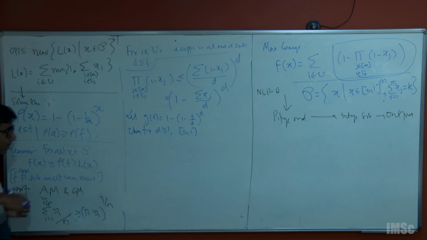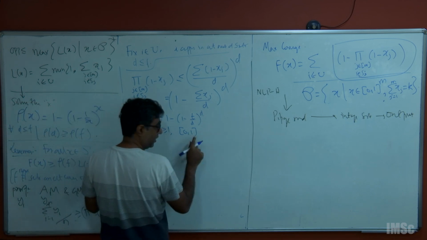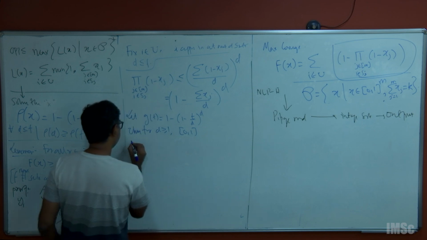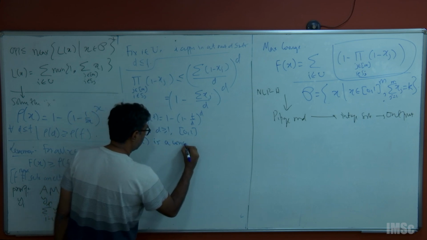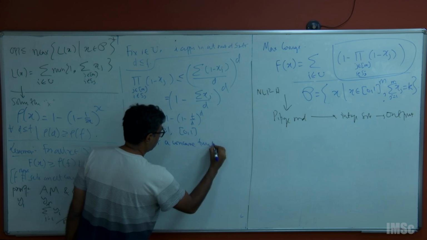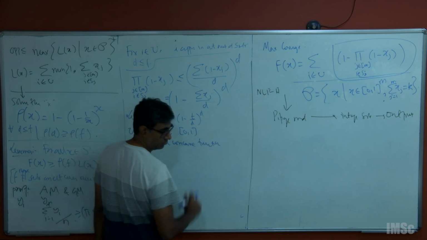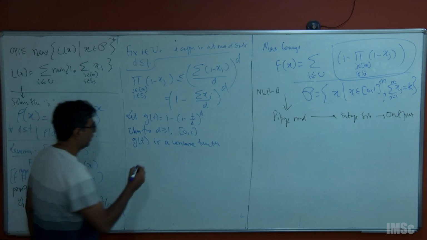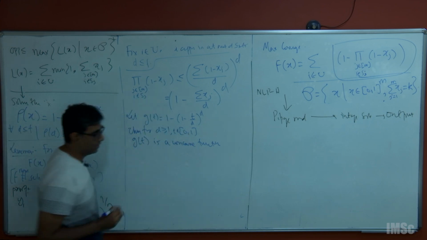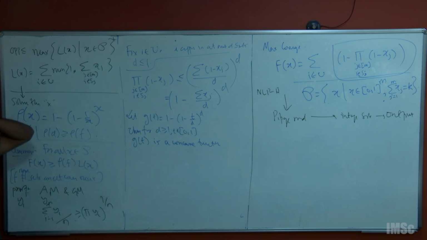I want to say that for any d greater than or equal to 1, g(t) is a concave function, with t taking values between 0 and 1. Let me put it as t in 0 comma 1. This is a concave function.